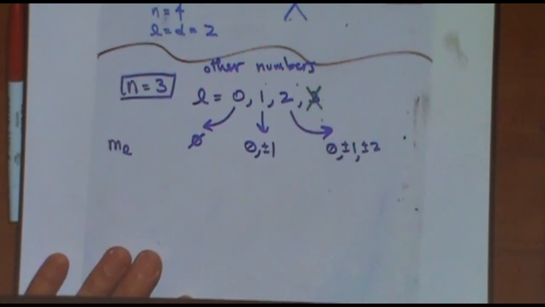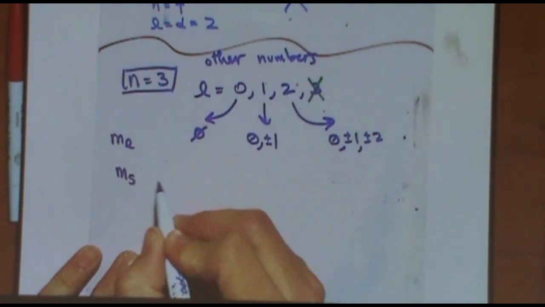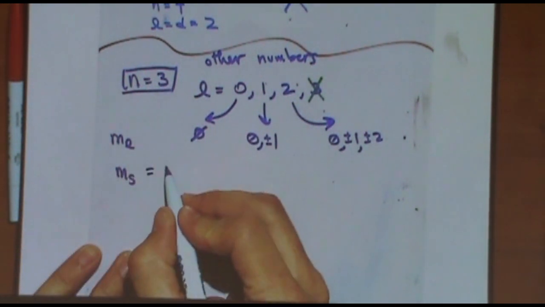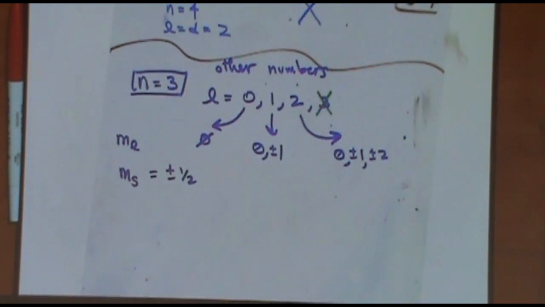And then for all of these, m sub s is the one that's not connected. It can be plus or minus a half. It's not mathematically connected to the other values, like n and L are connected. So it's always just plus or minus a half. So those are all the other possible or allowable quantum numbers, if you were asked.